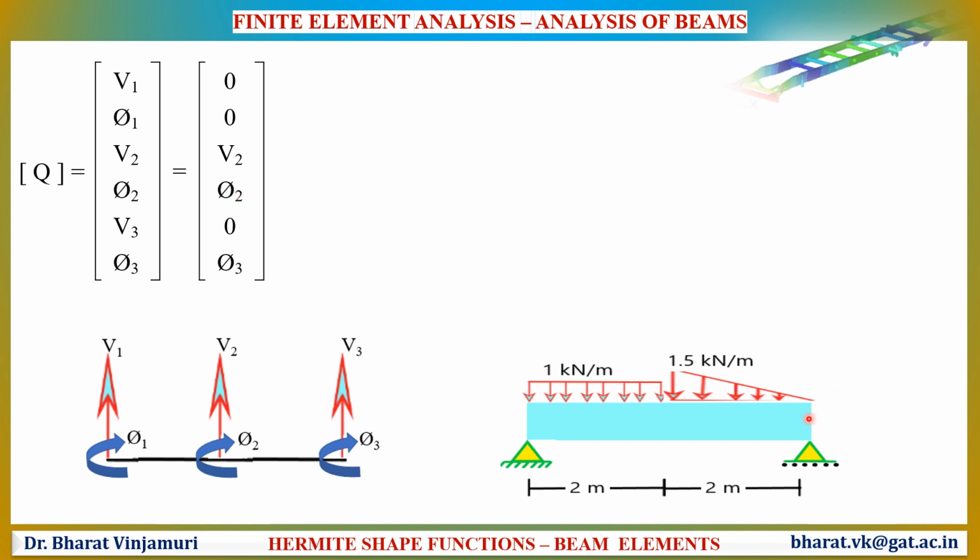At node 3, since it is a roller support, the vertical displacement is restricted. Therefore, the value of vertical displacement will be 0 and the beam is allowed to rotate. Therefore, the value of pi 3 will be available. So, in this example, we will be determining the value of V2, value of pi 2 as well as value of pi 3.